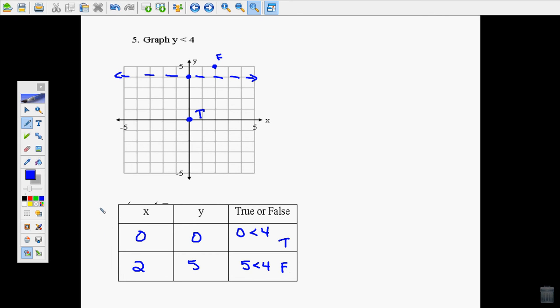So shade in the true side now, and get your final answer. The true side is down below this line, so you should have shaded in down below here.